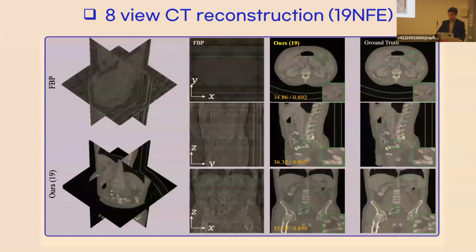For example, this is some of the results. This is CT reconstruction using only 8 projection angles. Usually CT uses 1,000 projection angles, but here you just have 8. If you use a filtered back projection algorithm, in the axial, coronal, and sagittal directions, you mess up everything. You don't see any kind of image, right? However, with just 19 neural network evaluations, 19 score function calls, by combining with the conjugate gradient, you can have a very nice reconstruction, which looks very similar to the original images.